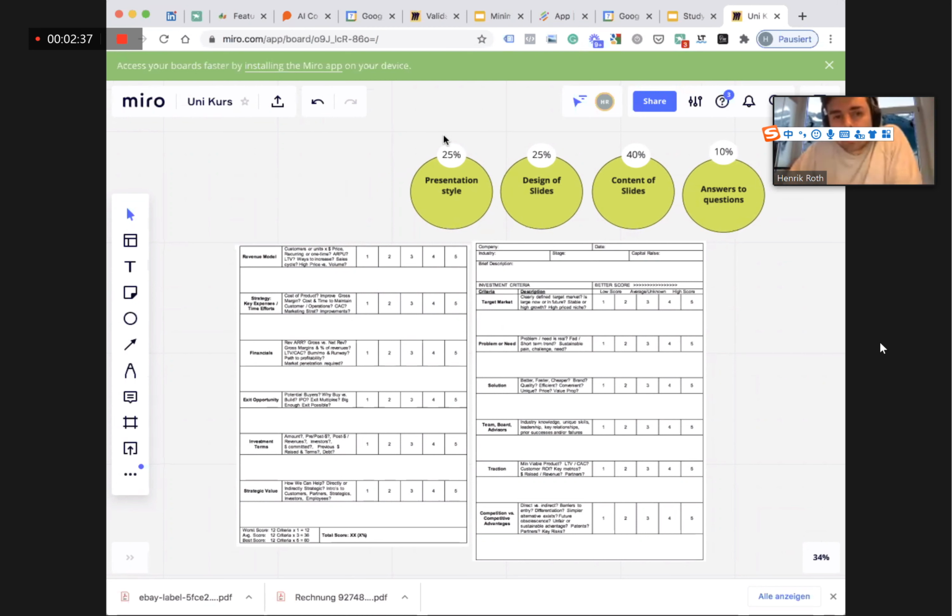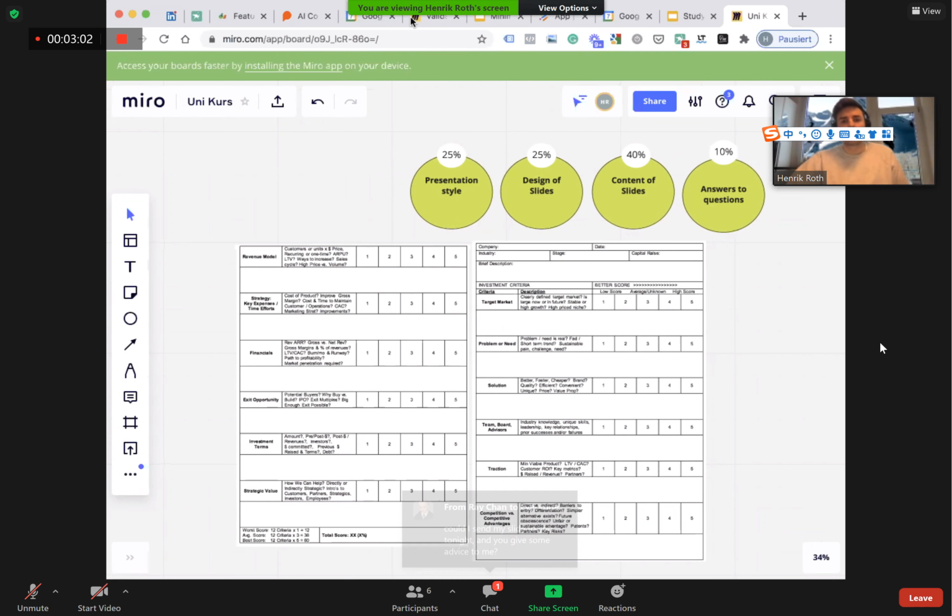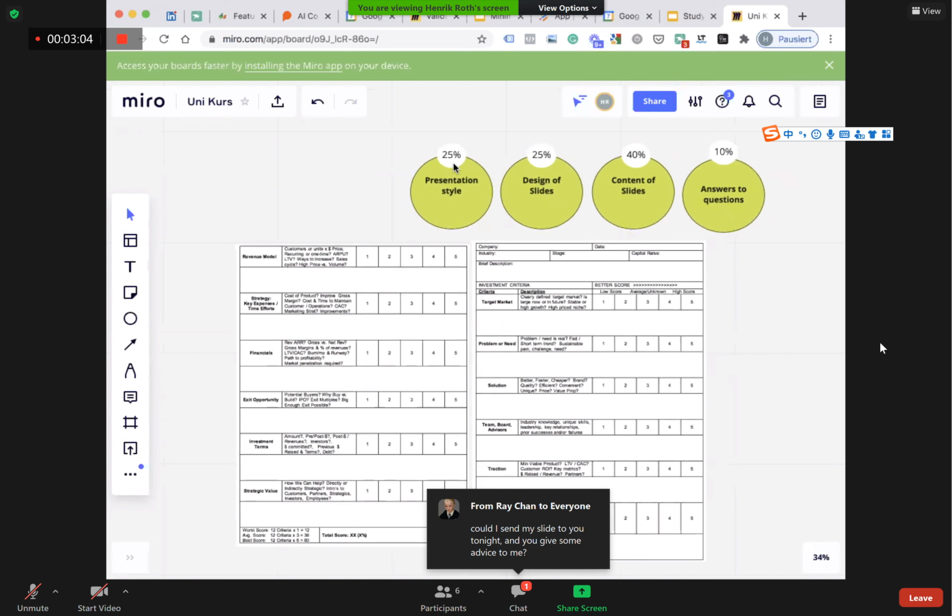So there is the presentation style. So how you're communicating, if you're using a video, and how fluently and how engagingly you're talking. And the second part will be about the design of the slides. So how do the slides look? Is it nice images, or is it a lot of text?